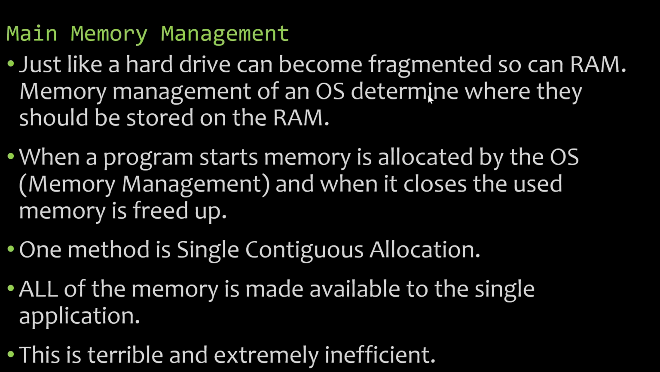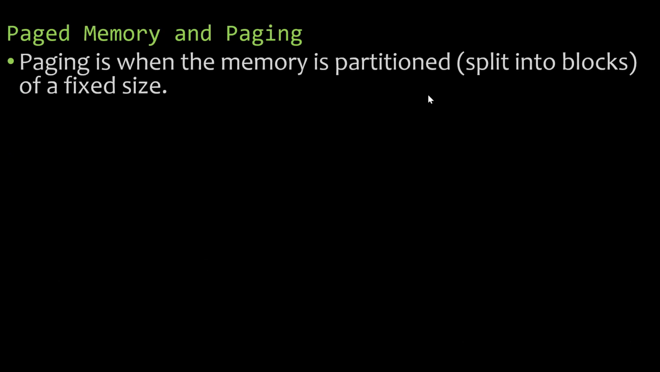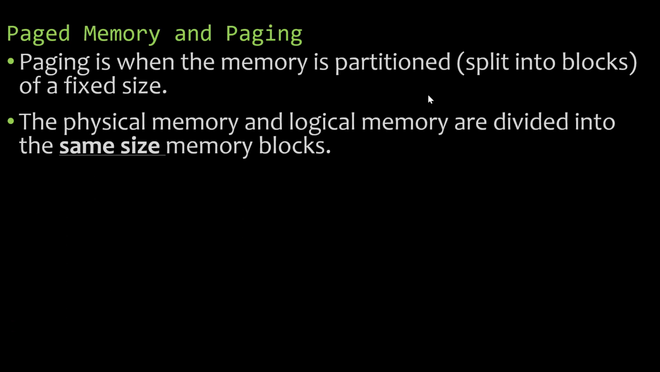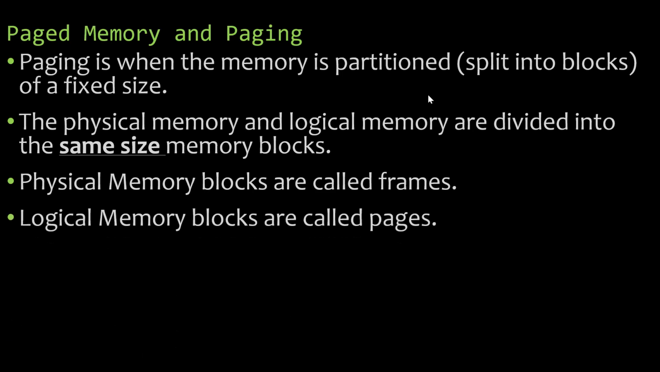Now, we're going to talk about different types of memory management, and we're going to start with paged memory and paging. Paging is when the memory is partitioned, meaning it's split into blocks of a fixed size. The physical memory and the logical memory are divided into the same size memory blocks. And this is how it's different from segmented memory, which we'll talk about in a minute. The physical memory blocks, we call those frames. The logical memory blocks, we call those pages.